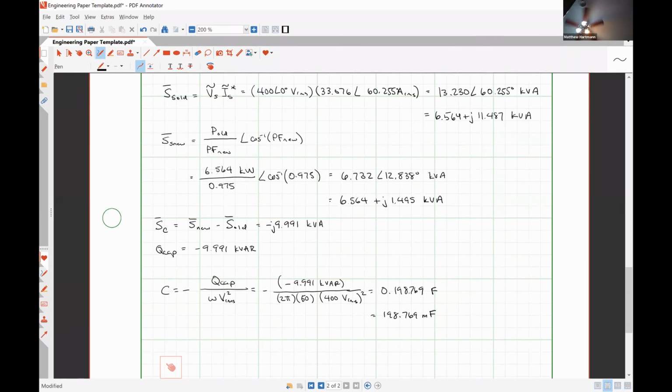So it's going to take a rather large capacitor to correct our system up to a power factor of 0.975 lagging. All right, so those two examples have shown you all how to use the complex power relationships as well as how to perform power factor correction. So hopefully they're a good supplement to the lecture material that's posted.